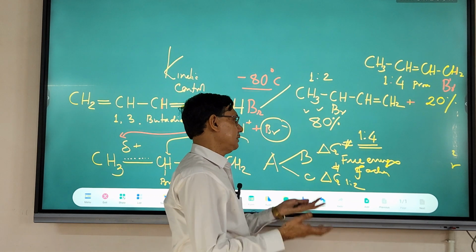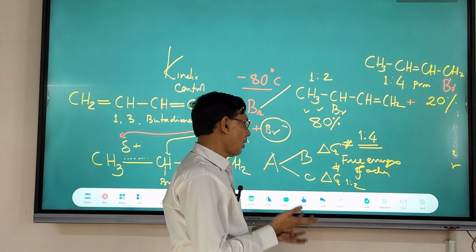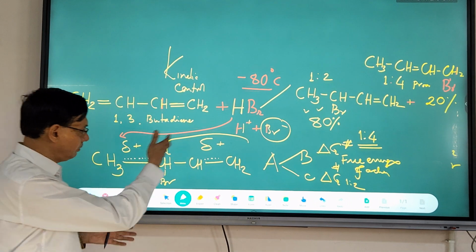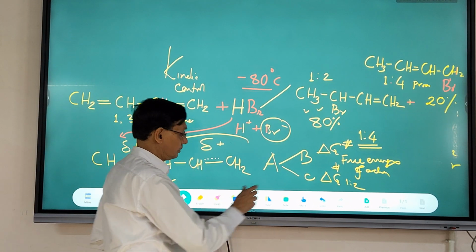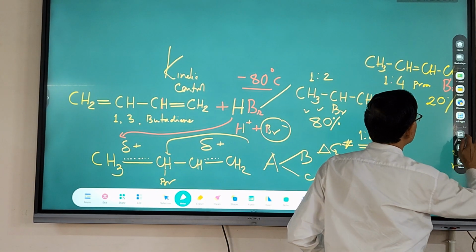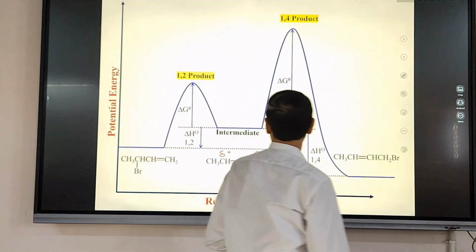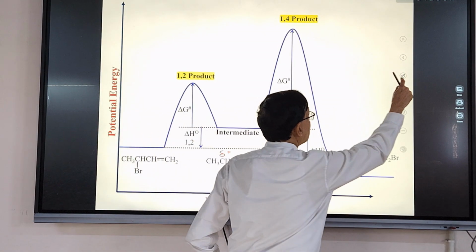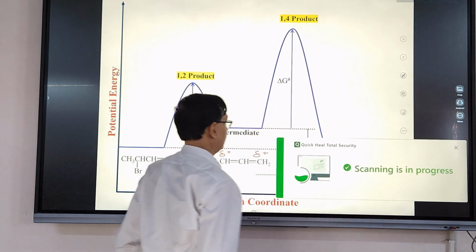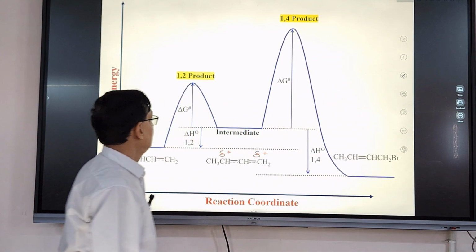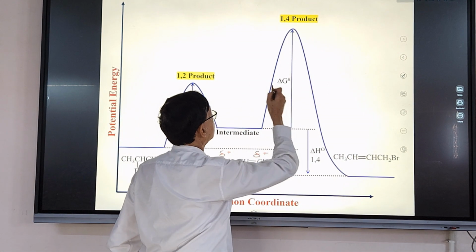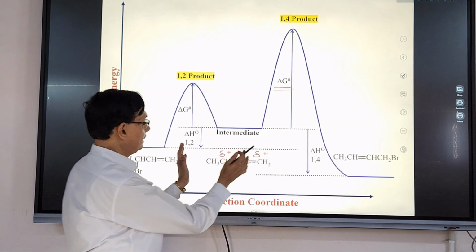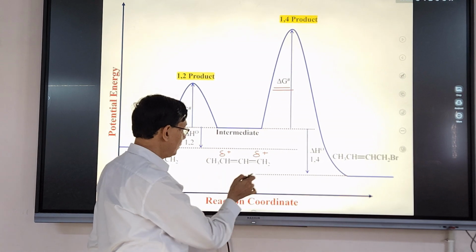And when the temperature is very high, there is no problem of collision, so I can call it thermodynamic control. Now you can explain with the help of this simple free energy plot. Suppose this is the free energy path of this 1,4 product. So this is our intermediate allylic cation, from 1,3-butadiene.